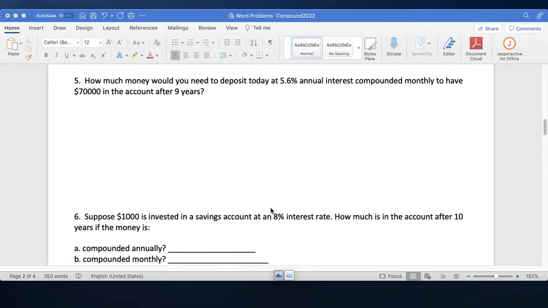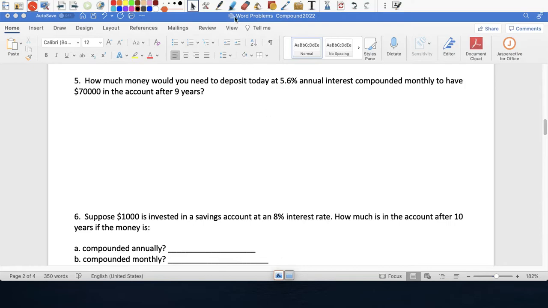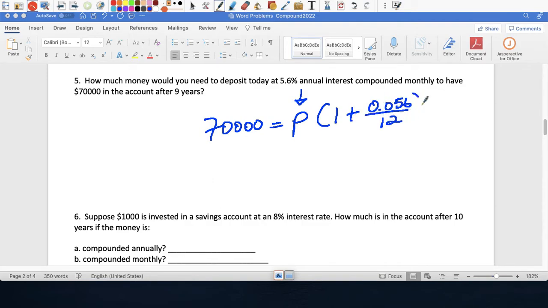5. How much money do you need to deposit? P again is our unknown. If you want to have $70,000 at the end of 9 years, how much money do I need to deposit initially? 0.056 compounded monthly, so it means 12 times, and up on top is 12 times 9, right? The number of years times the number of times it's being compounded, and that's going to be 108.